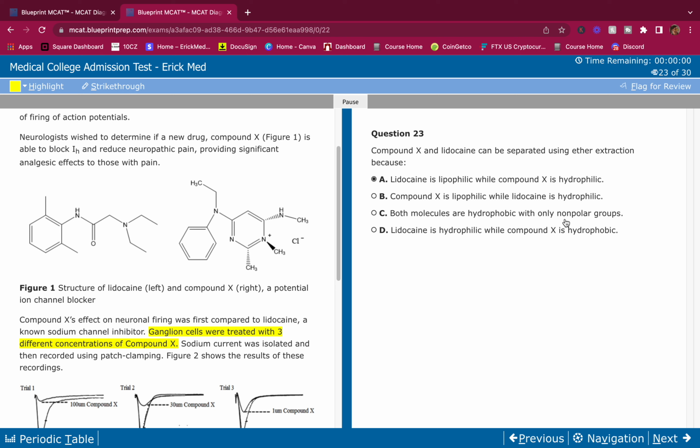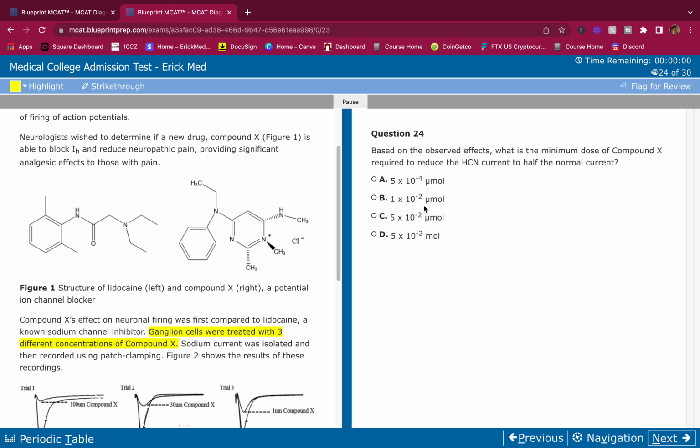Wrong. Okay. That is wrong. This is not hydrophobic. Lidocaine is hydrophilic while compound X is hydrophobic. All right. The answer is A. Comment down below if you guys found that a little tricky. Okay. I'm glad that they asked this because a lot of students think the same, like lipophilic means the same as hydrophilic. All right. It's not the same. It's different.